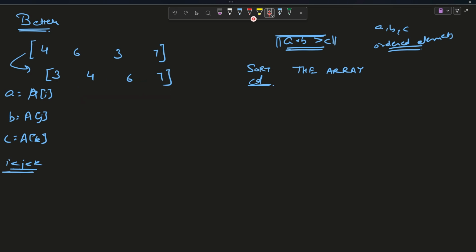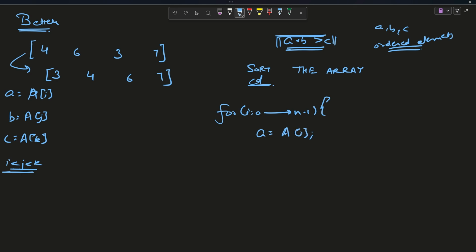Now, in the sorted array, what can I do? My approach says that use a loop. How? For I equal to 0 till n minus 1, A equals to array of I, right?